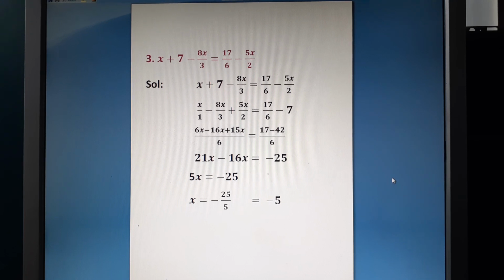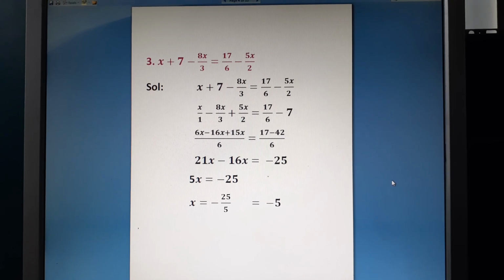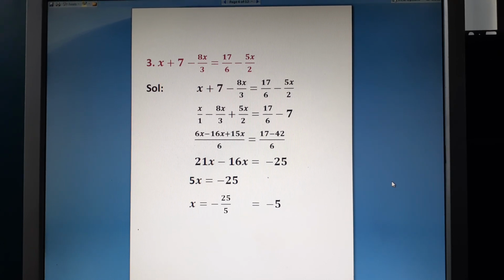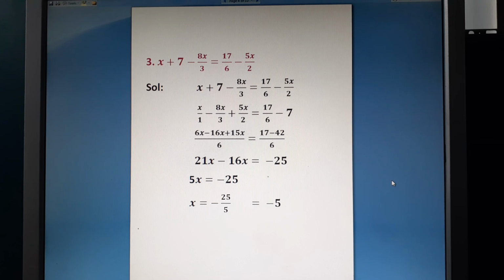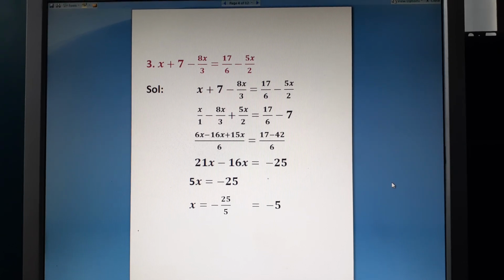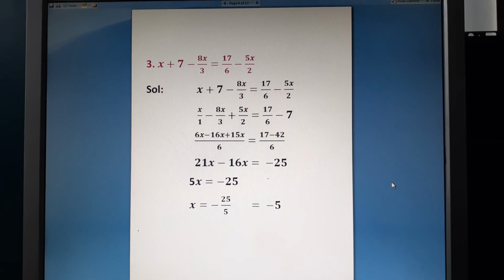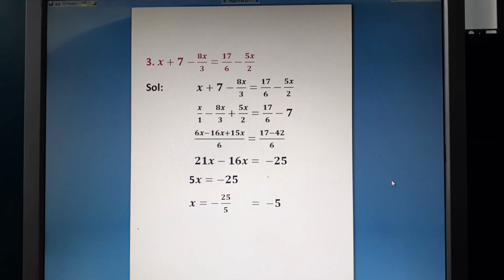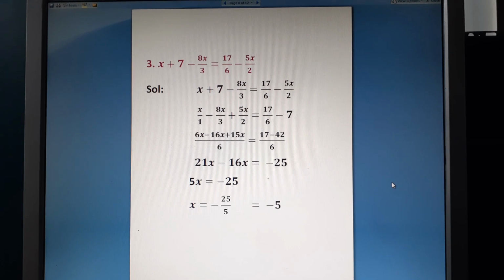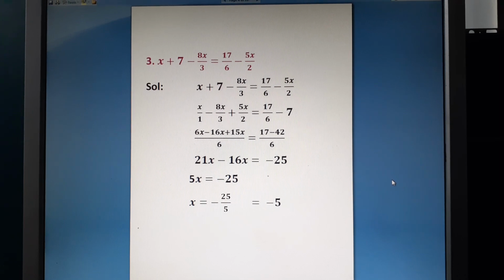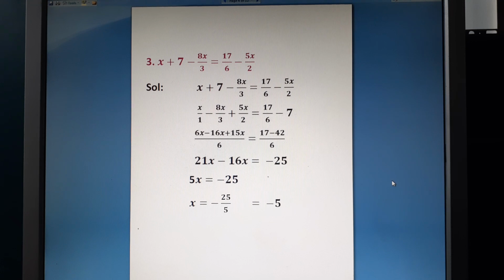It changes into minus 7. See the left hand side denominators. All the numbers are different. Here also we want to take LCM. Now LCM is 6. 6x minus 16x plus 15x divided by 6 is equal to, right hand side do the cross multiplication, 17 minus 6 into 7, that is minus 42. 17 minus 42 whole divided by 6. See the both denominators, both are same, get cancelled.